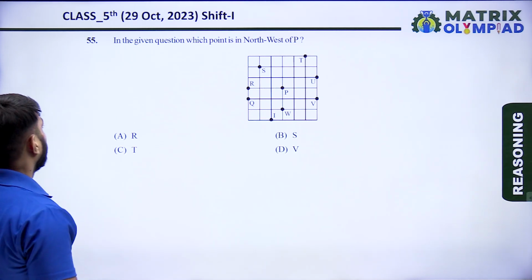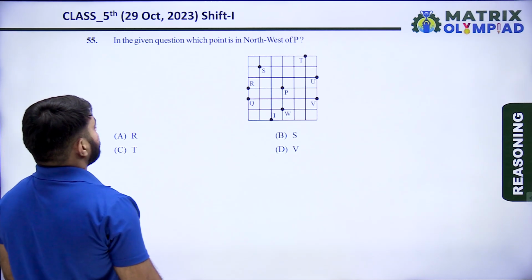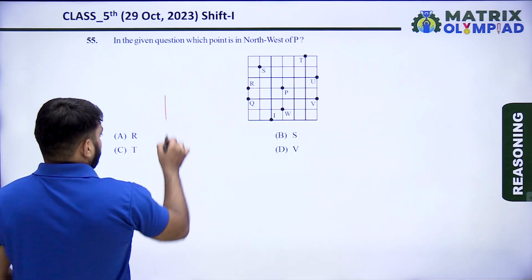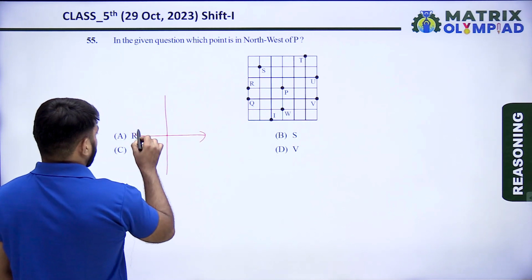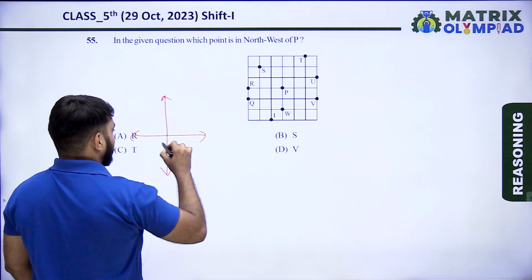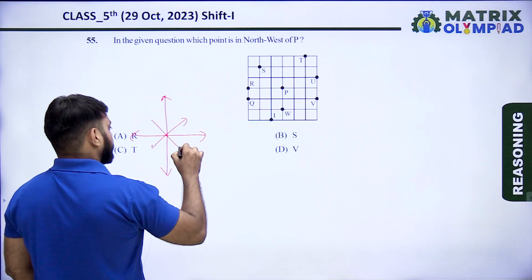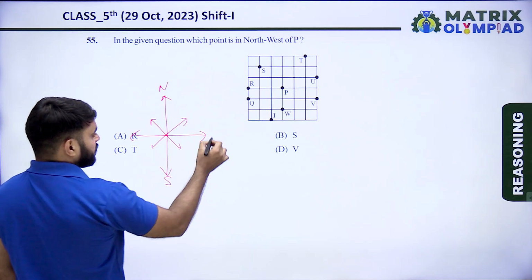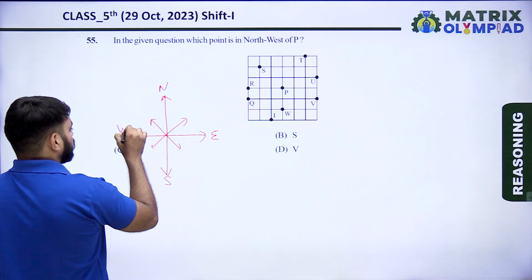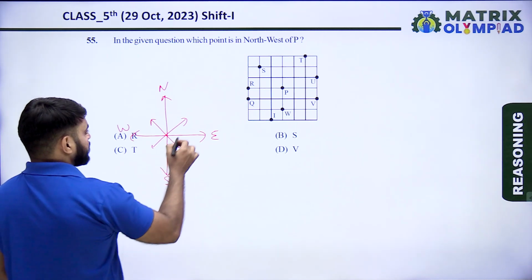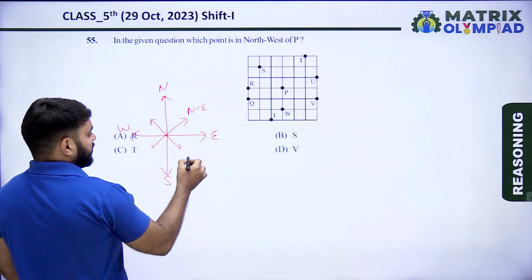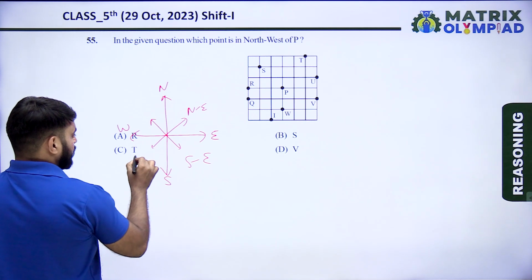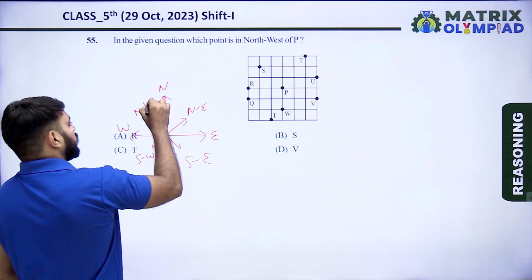So the next question is question number 55. In the given question, which point is in the northwest of P? We should know that there are 4 main directions and 4 cardinal directions. North, the opposite of north is south, east, and the opposite of east is west. This one northeast, southeast, southwest, and this one northwest.